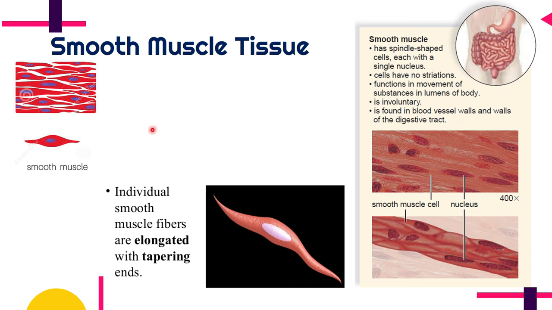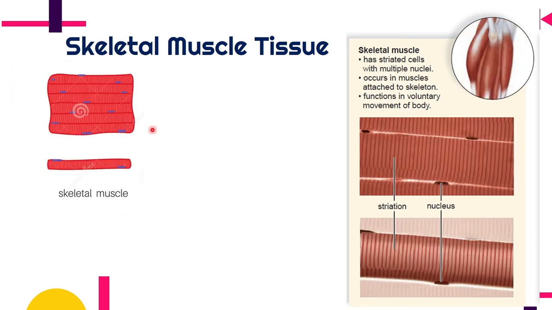And then lastly, another type of muscle tissue, we have the skeletal muscle tissue. We call this skeletal because these muscles are attached to our skeleton or to our bones. The characteristic of the skeletal muscle cells is that they are striated.